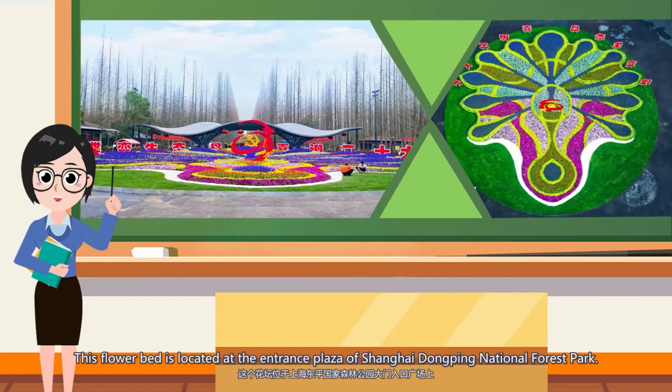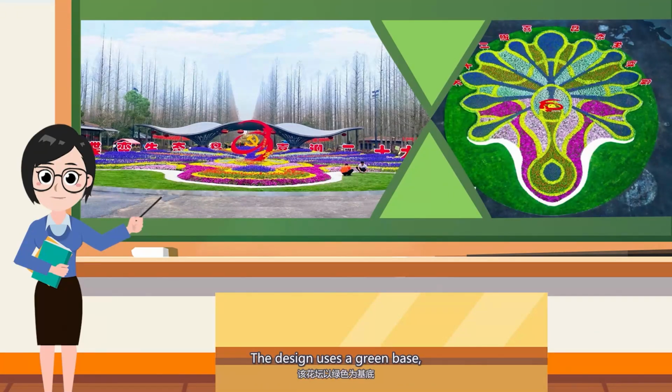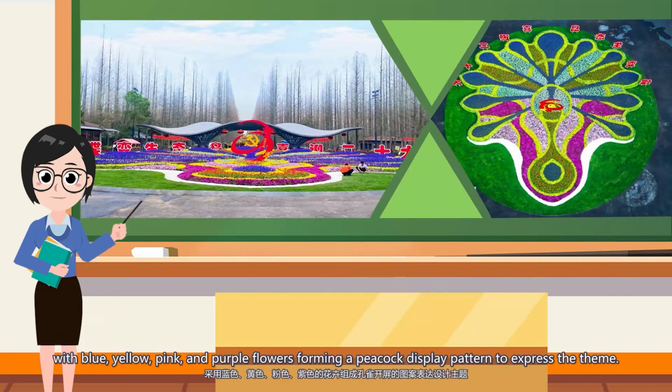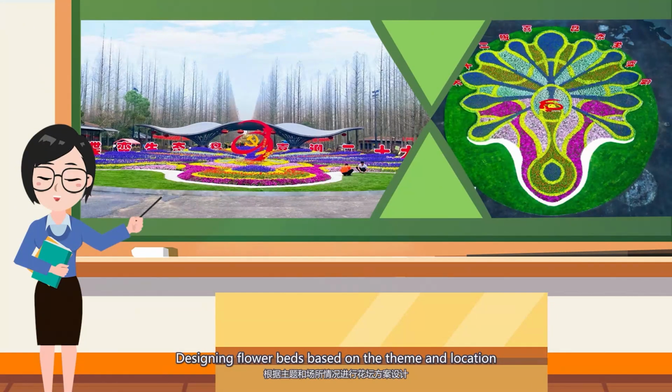This flower bed is located at the entrance plaza of Shanghai Dongping National Forest Park. The design uses a green base, with blue, yellow, pink, and purple flowers forming a peacock display pattern to express the theme. Designing flower beds based on the theme and location is a fundamental skill that landscape designers should master.